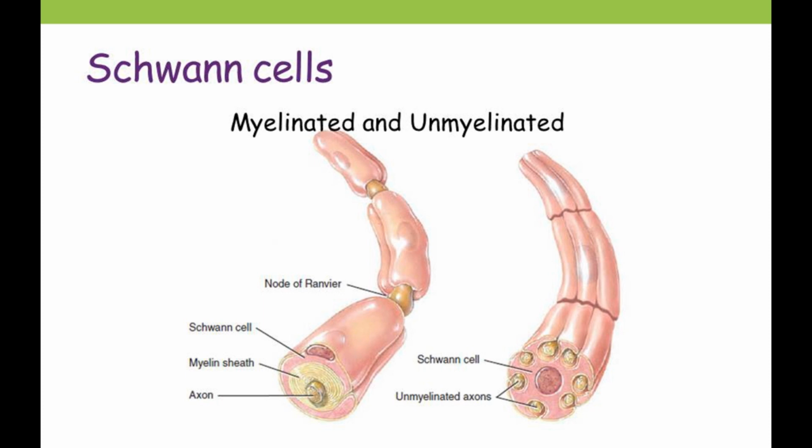Whereas in unmyelinated Schwann cells, even though it surrounds the axons, it does not wrap itself around to form a sheath.